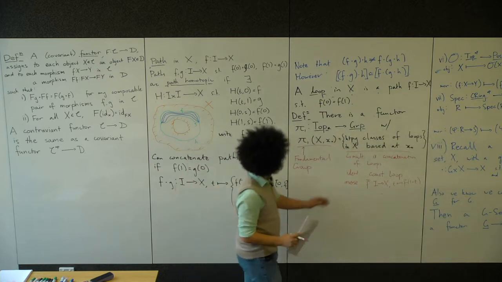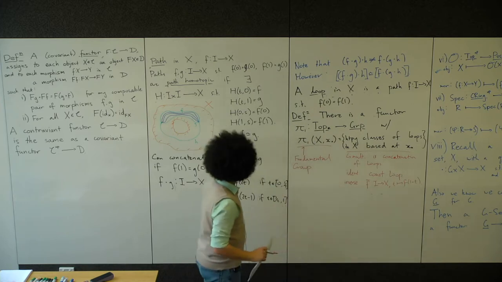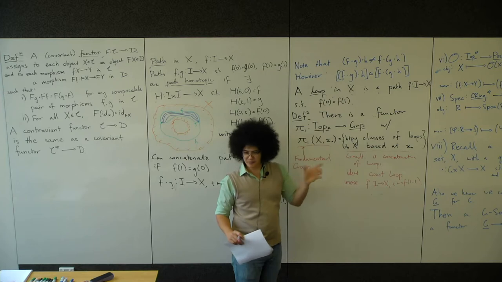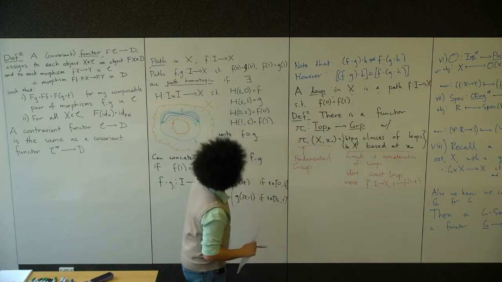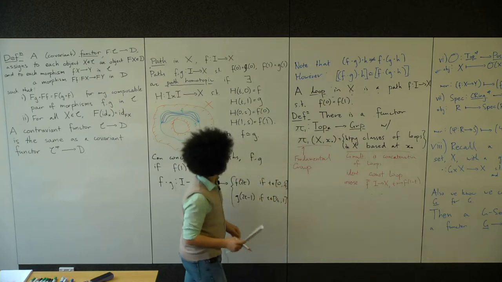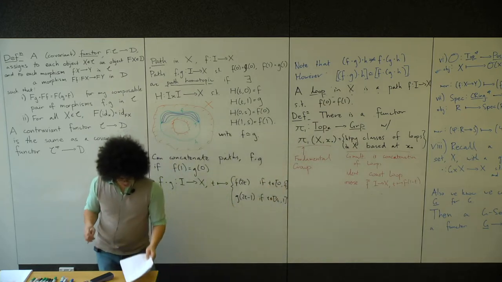All right. And showing that this is a group requires some things. For instance, it requires that concatenation respects homotopy. It requires showing that this actually is an inverse, et cetera, et cetera. All right.